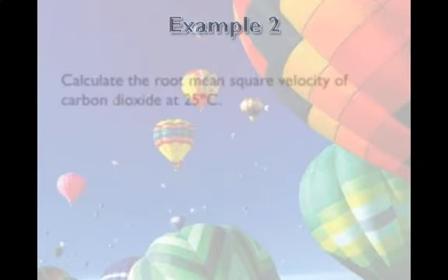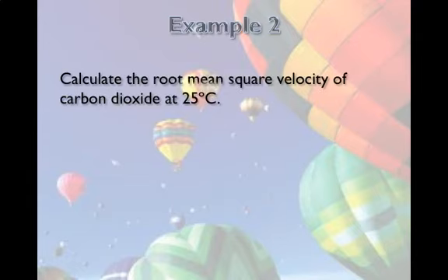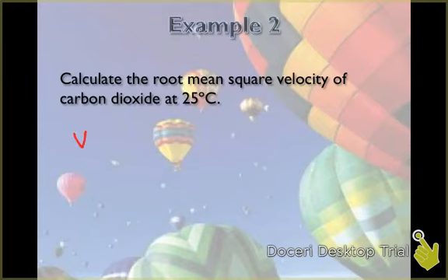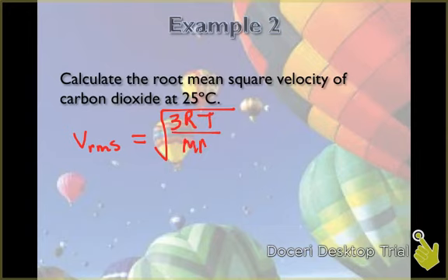All right, so let's do an example with this root mean squared concept. It says calculate the root mean square velocity of carbon dioxide at 25 degrees Celsius. So if you remember, we just talked about that. Our root mean square equation is going to be equal to the square root of 3RT divided by our molar mass.